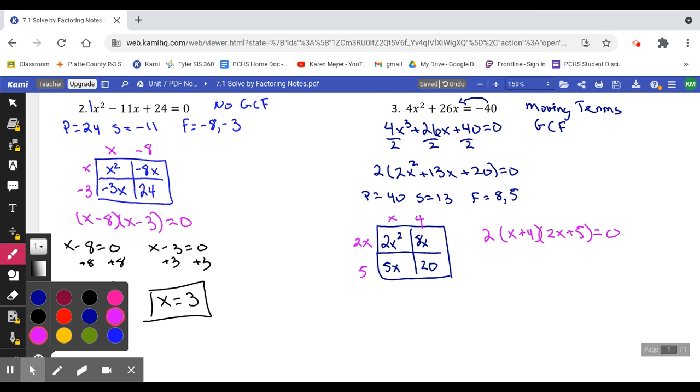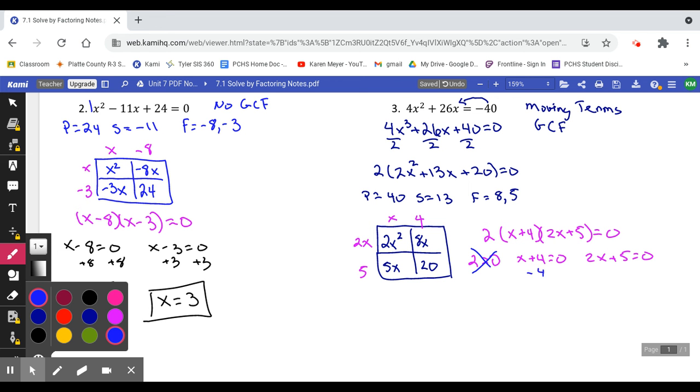So on the new part, set each part equal to 0. So GCF equals 0. First parentheses equals 0. Second parentheses equals 0. With my GCF, it says 2 equals 0. There is no x there to solve for. So since there's no variable to solve for, that does not count as an answer. Okay, so if it doesn't have a letter with it, it doesn't count.